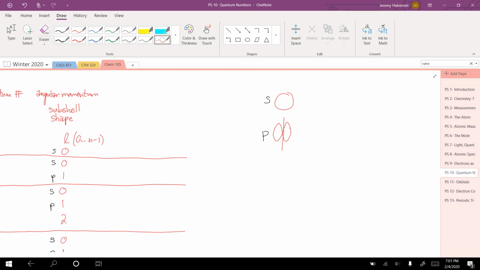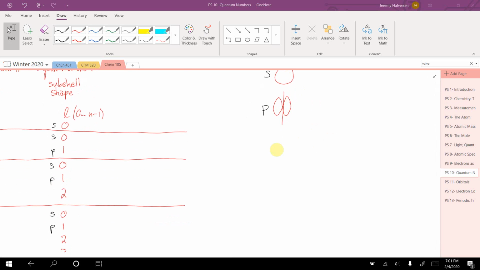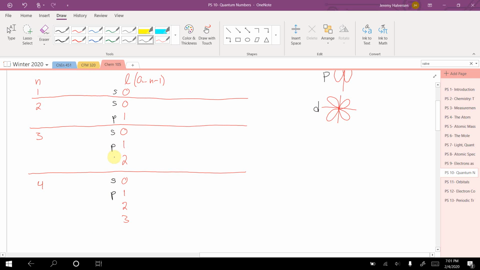If I were then to draw another planar node, so I had two planar nodes, we'd end up getting something that looks like that. We've got two planar nodes. It looks like a four-leaf clover. We call that a d orbital. And so when n equals 3, you've got a d orbital, and when n equals 4, you've got a d orbital. And then if you have 3 nodes, I'm not going to try and draw it, but it's called an f orbital.